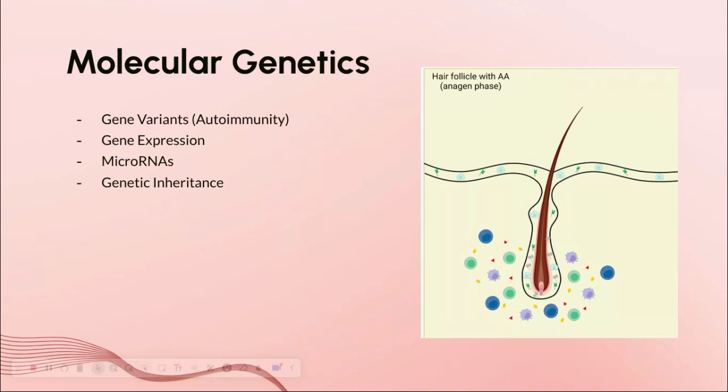And lastly, genetic inheritance. Genetic patterns explain how genetic traits, including predispositions to certain diseases, are passed from parents to offspring. Alopecia areata often shows a polygenic inheritance pattern where multiple genes contribute to susceptibility. Studies have identified genetic loci, which is a specific location on a chromosome where a gene or genetic marker is found, linked to alopecia areata, such as those involving immune system regulation and hair follicle development.